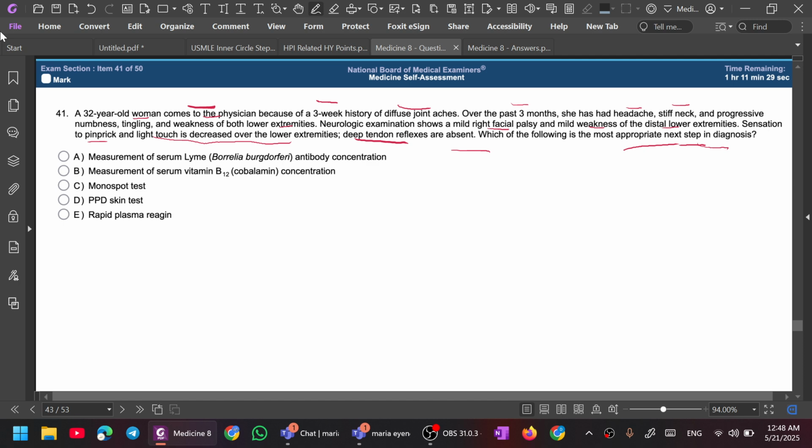Wait. 3 week history of diffuse aches, numbness and tingling in both lower extremities, joint pain, headache, mild right facial palsy, and mild weakness of distal lower extremities. Pinprick is decreased in the lower extremities. How do you think? What is your diagnosis?